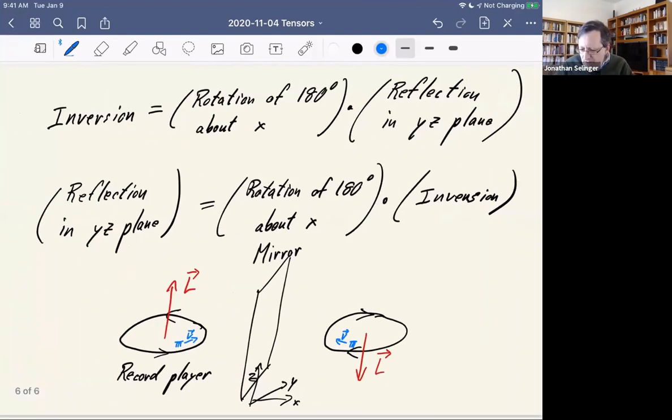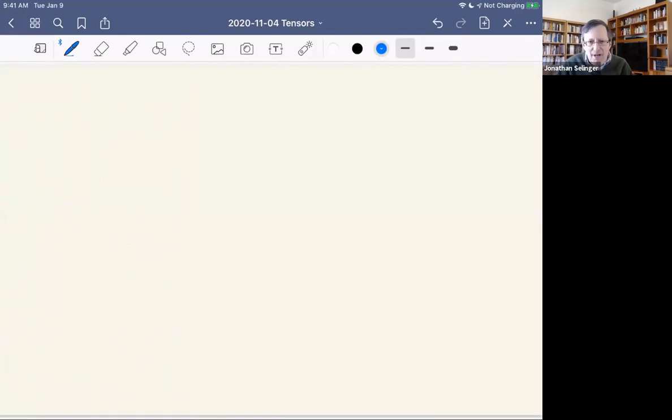Okay. For the last topic related to tensors, I want to talk about visualizing tensors. This is something that came up in the last class. There was one example that I was asked about. And it comes up a lot because this is one aspect of tensors that students are sometimes uncomfortable with.